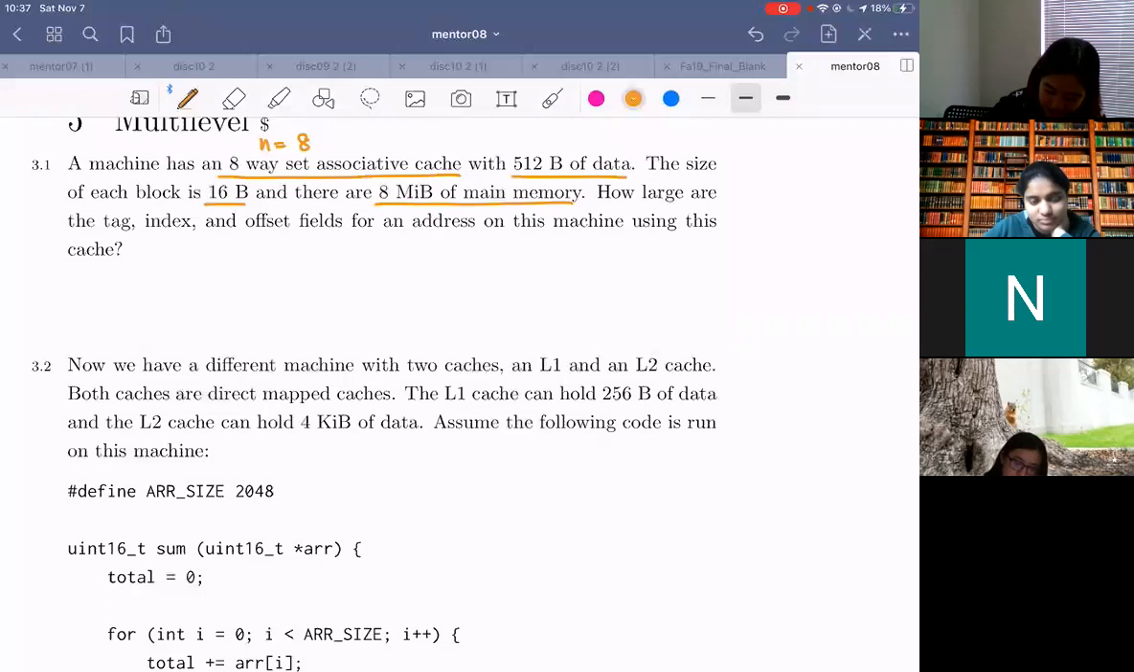Okay, so to figure this out, first we want to figure out our offset. So our offset is going to be log base 2 of 16, which is 2 to the 4. So that's going to give us 4 bits worth.